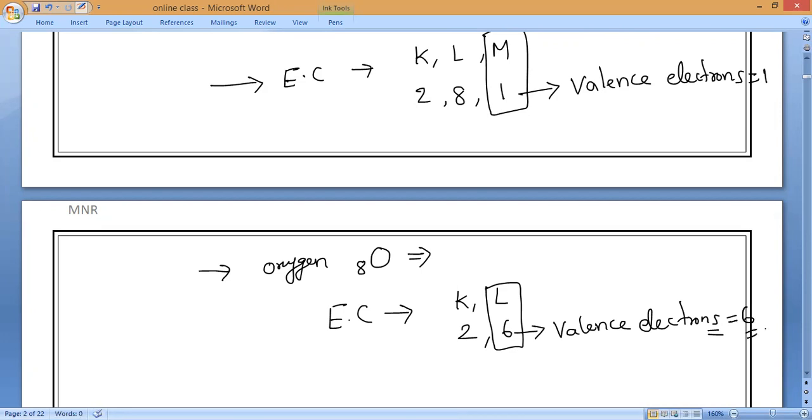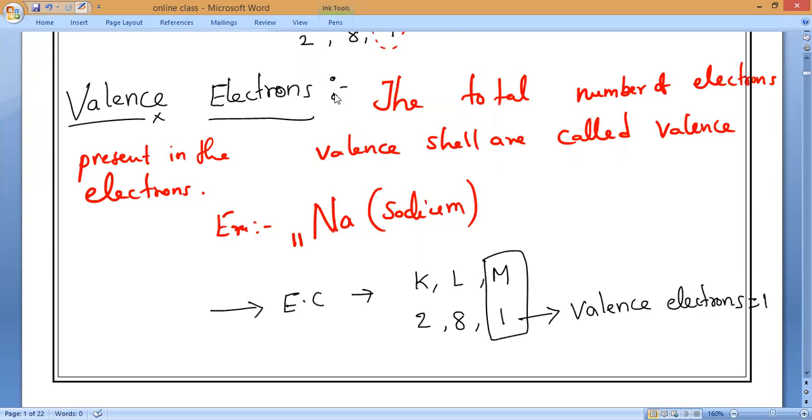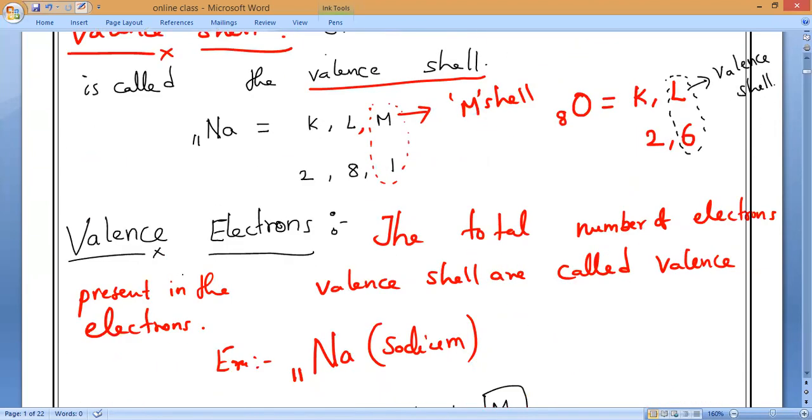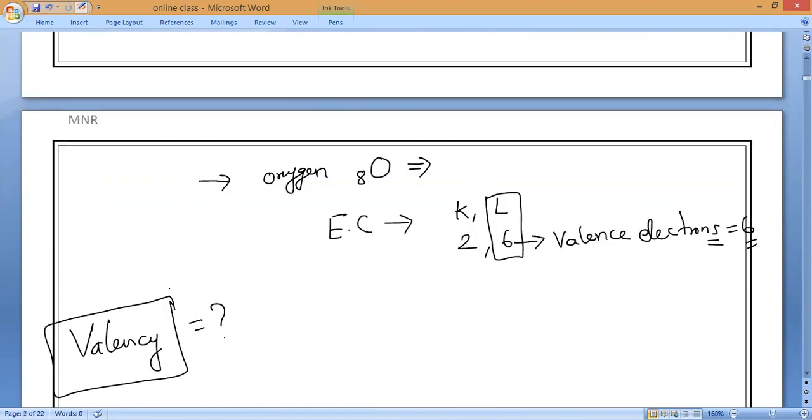Now, the next term that will come is valency. That we will study after studying the atomic structure. This valency is different from valence electrons. Keep in mind three words: valence shell, the outermost shell; valence electrons, the total number of electrons in the outermost shell; and next, valency, which we will study after studying the atomic structure of elements.